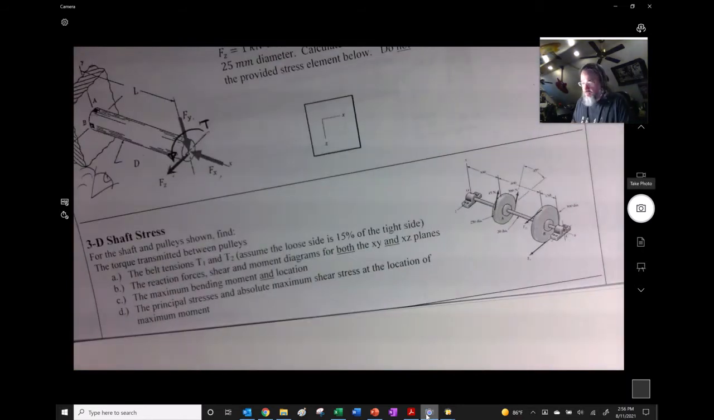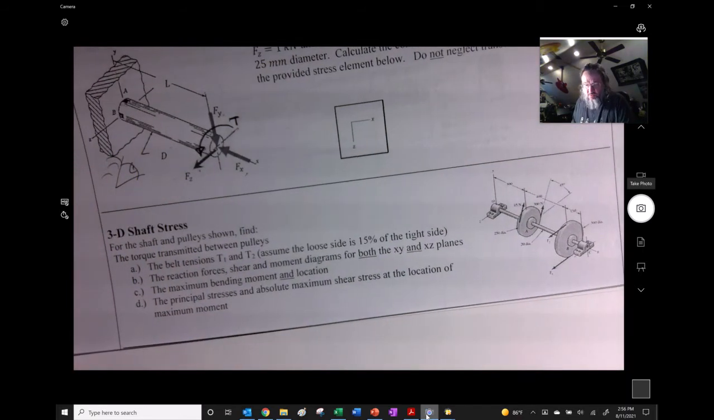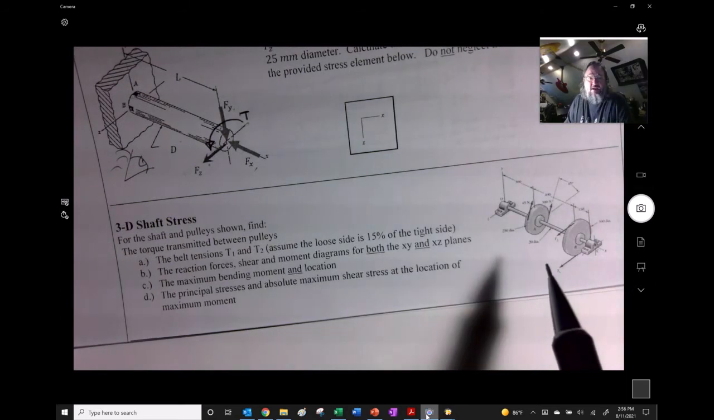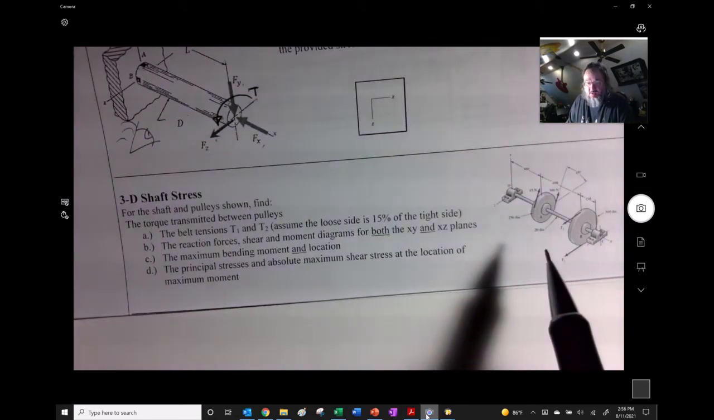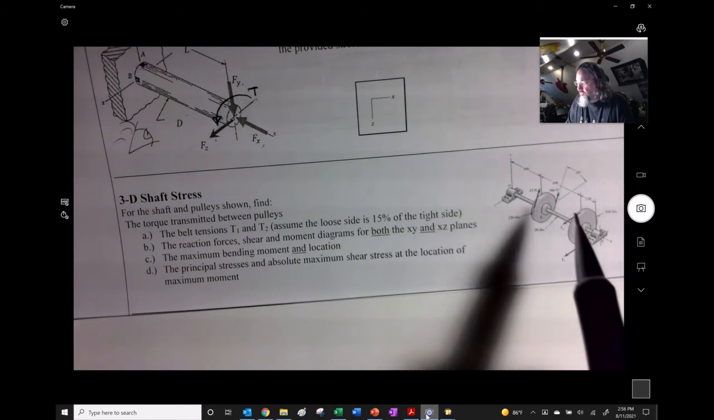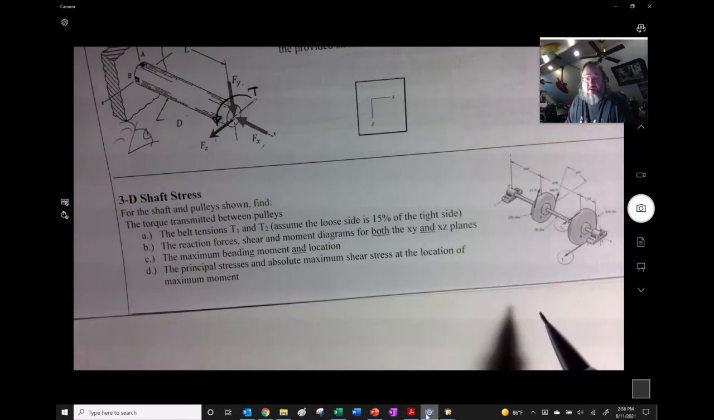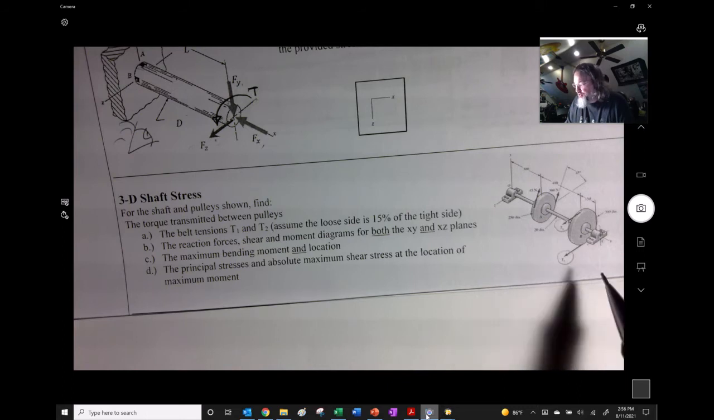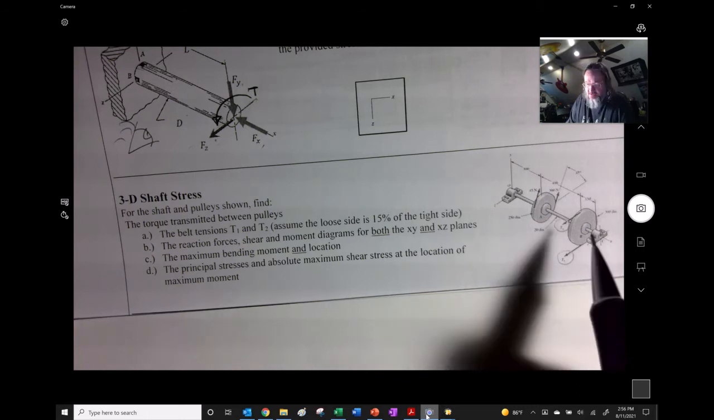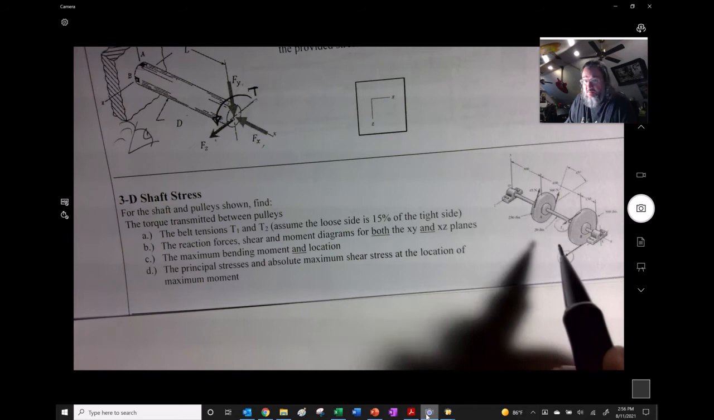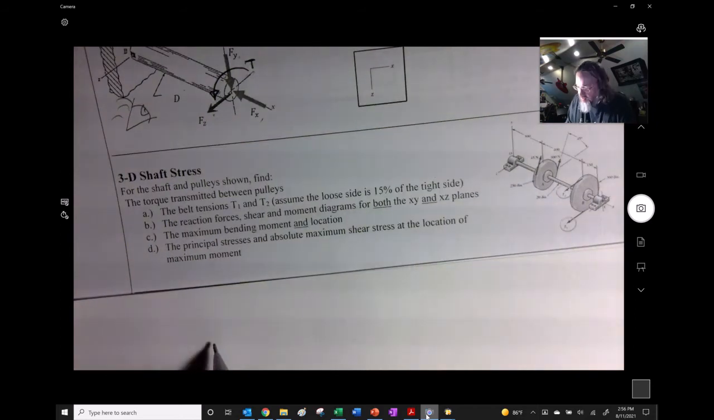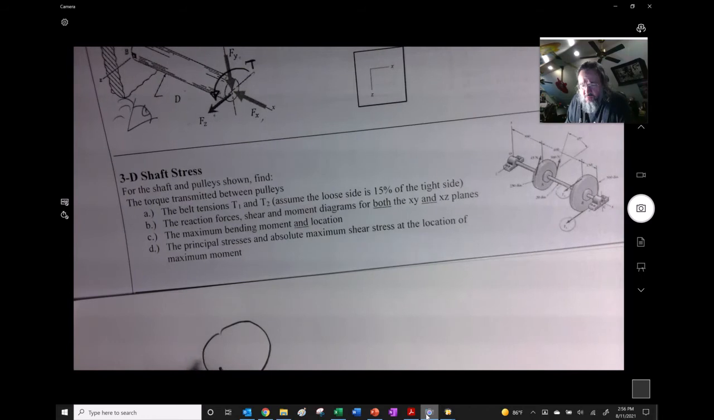Okay, so first things first, let's find the torque that's between these two. The first thing we need to do, we could actually do it in different steps right here. One of the first things we could do is to find what the belts are going to be. So let's find what the belt tensions are going to be first. We didn't have to do that first, but I decided to do that first. And which one's bigger than the other one? The one in the foreground is bigger.